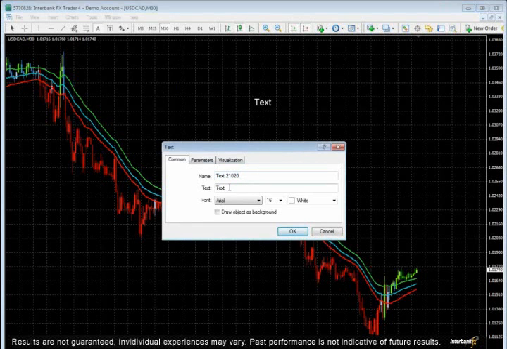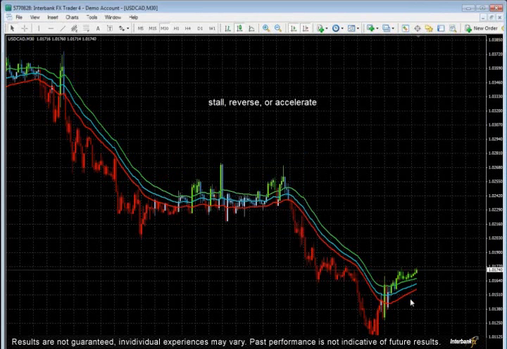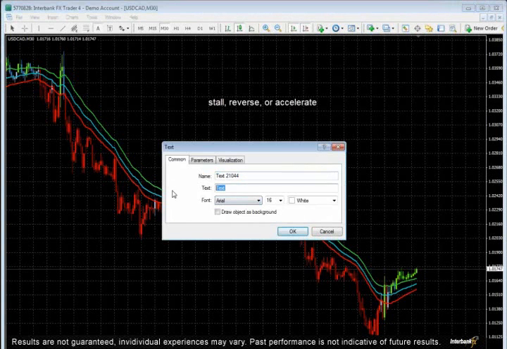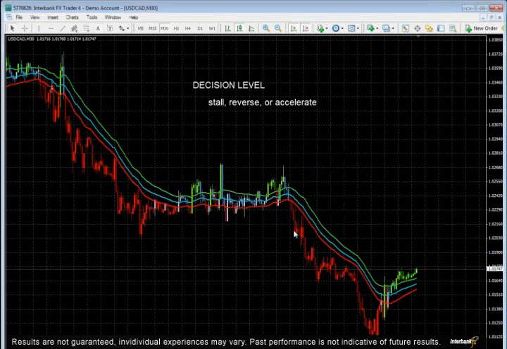The market can either stall, reverse, or accelerate at a particular level. And if we've identified the right one, where the market is reacting in one of those three ways, we've found what I would call a decision level. Simple as that. That is what we seek to do throughout any kind of analysis that we're doing.